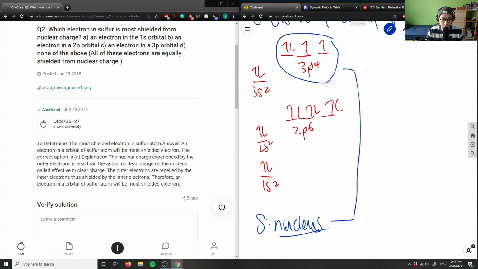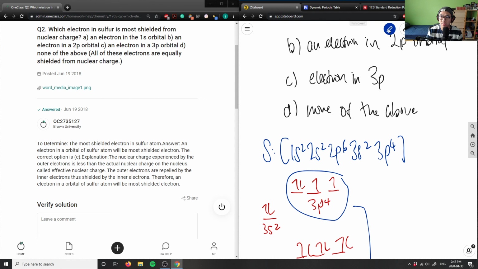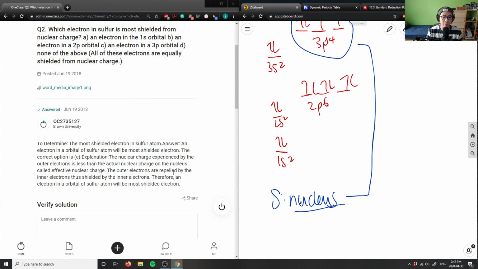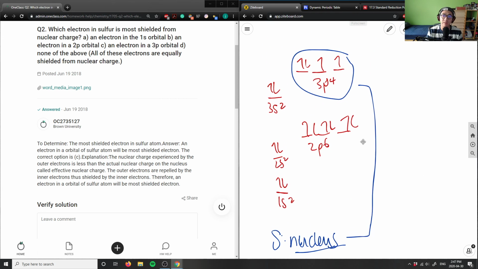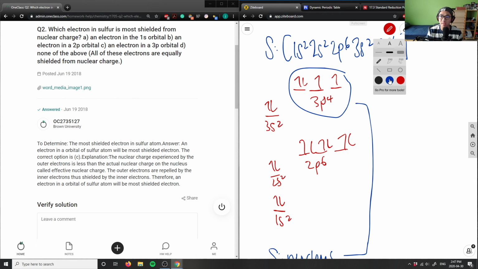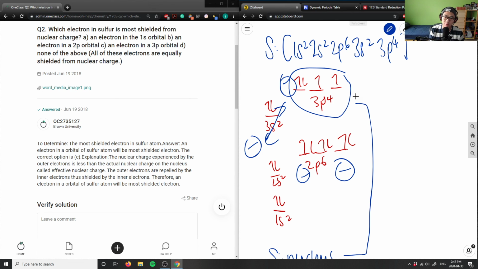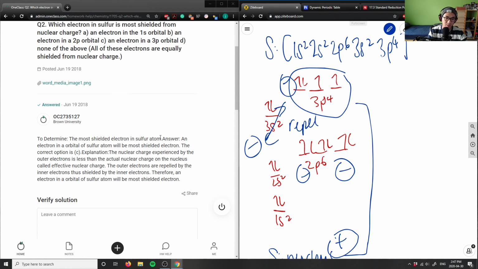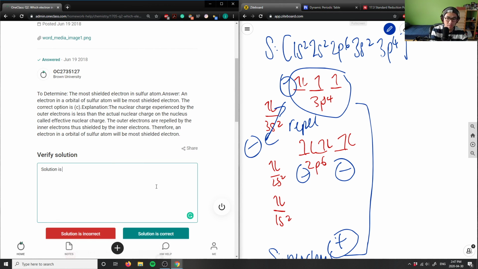So this solution is correct here. It says the correct option is C because it's 3p orbitals. It's saying that the outer electrons are repelled by the inner electrons, and thus shielded by inner electrons, right? Remember that these are all negative charges, so these guys are going to repel each other, whereas the nucleus is positive. Therefore it's shielded by most electrons here. So this solution is correct. Great analysis for this problem.